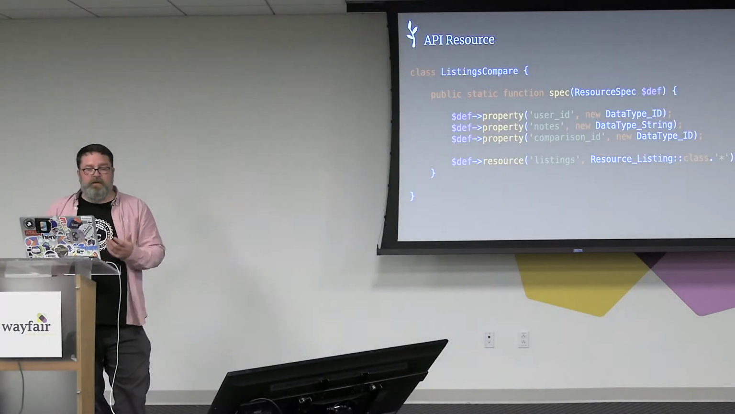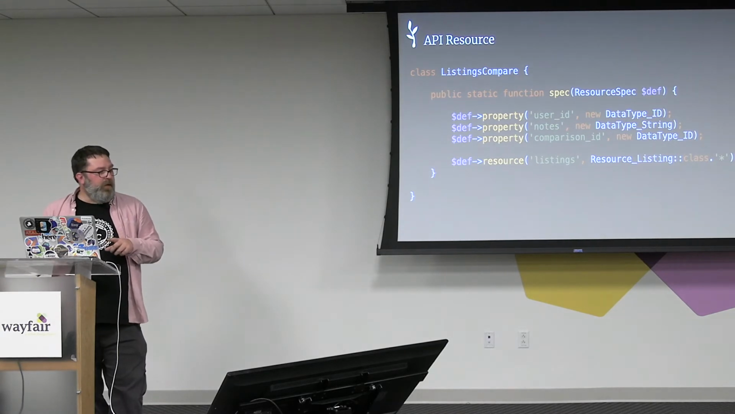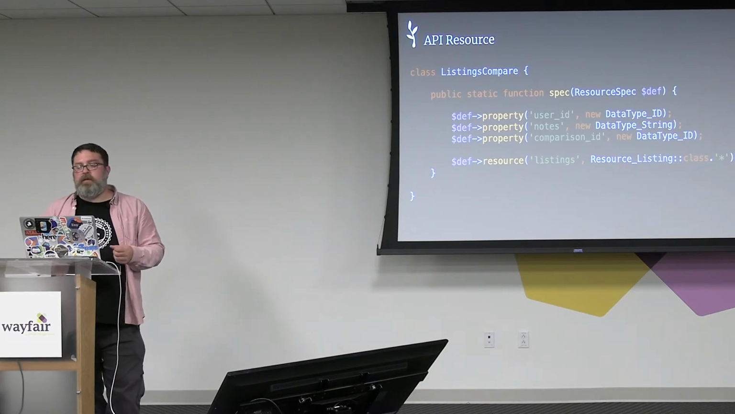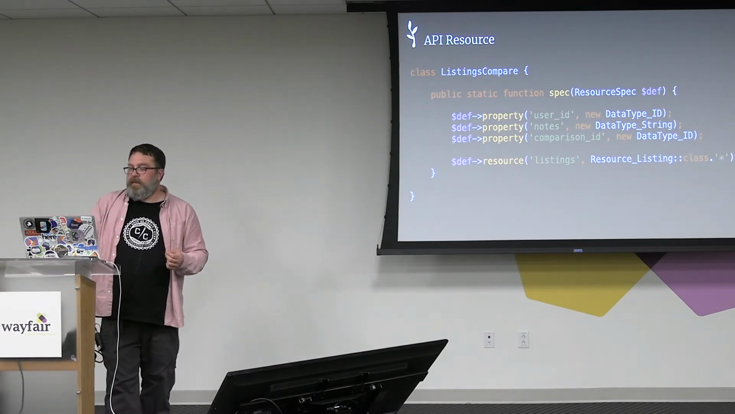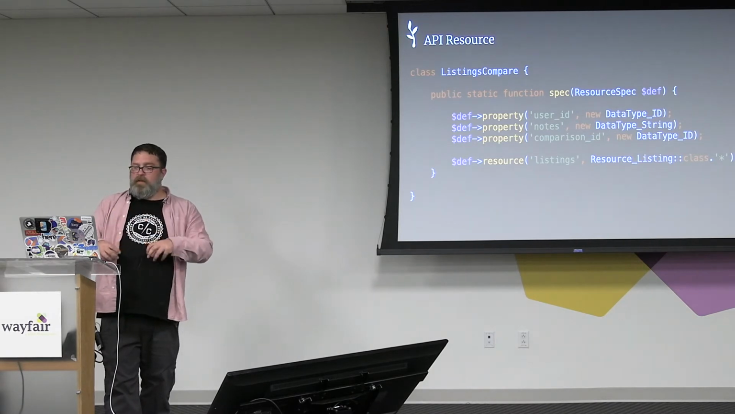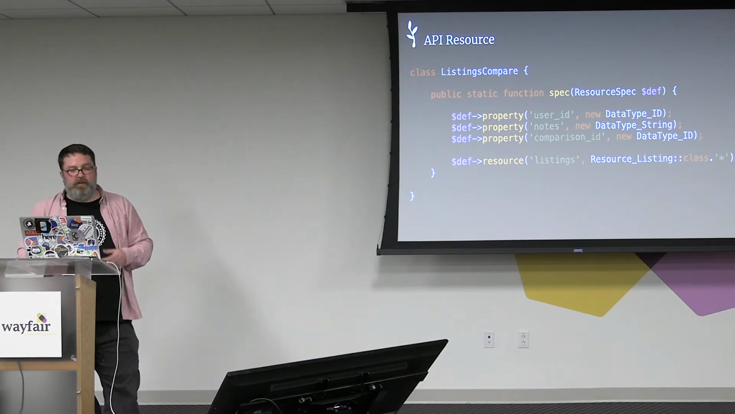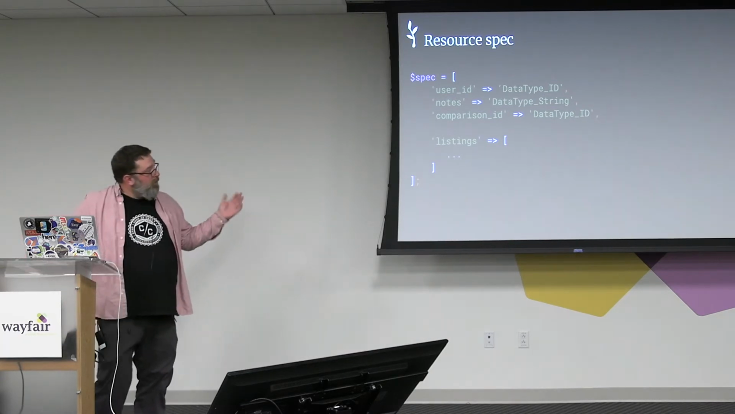So let's look at an actual resource. This is a simplified bit of code from Etsy's codebase that describes a resource. The nice part is that you can pass in an object called a resource spec, and it'll fill that out with a bunch of machine-readable arrays of what this information is. You can see we have a bunch of properties, and then we have a sub-resource here. What that would do is fill it out to look a little like this. This is all PHP, by the way.